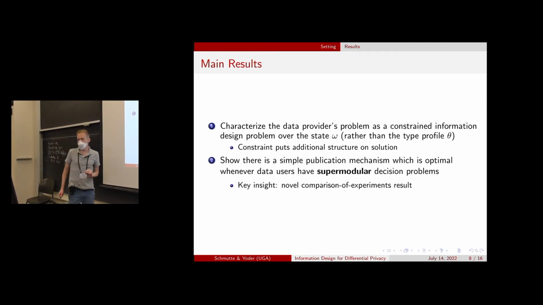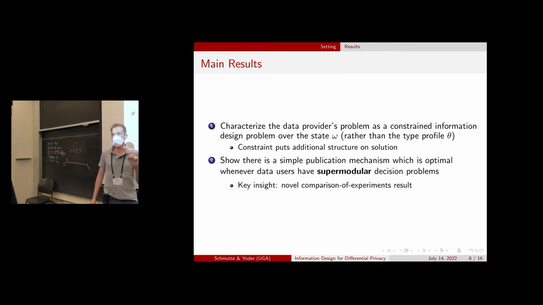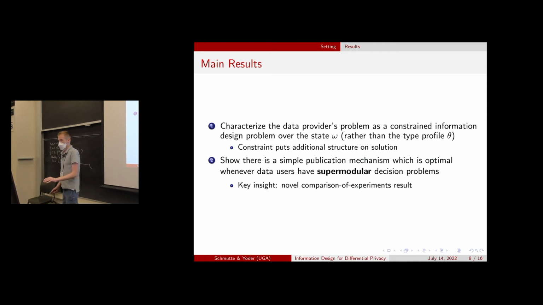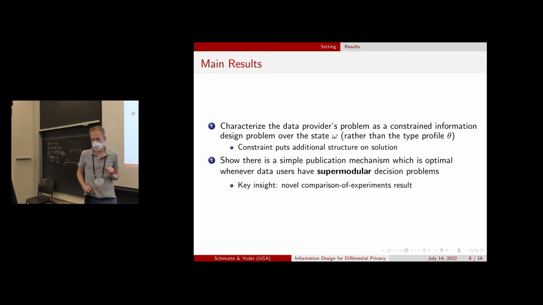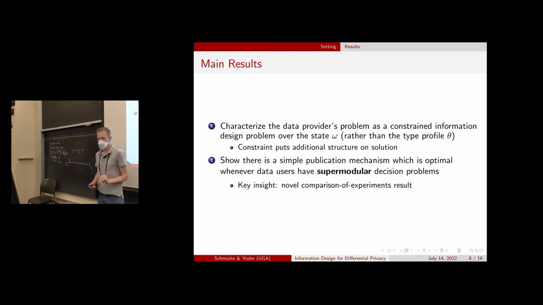Now, in a large class of settings, we'll be able to go further. So in settings where the agents that are going to use the data have supermodular decision problems, so there's a complementarity between actions and states, we're going to show that a simple mechanism, which is simple to describe, is always going to be optimal across an entire class of settings. And the key insight that lets us do this is a novel comparison of experiments result that ranks information structures according to their usefulness to agents with supermodular decision problems.